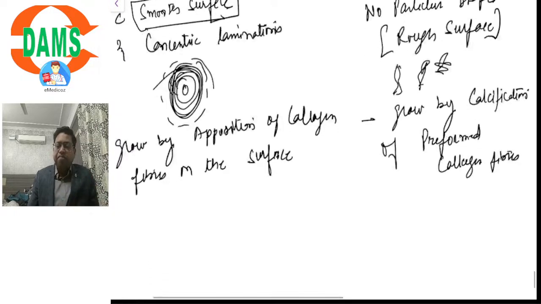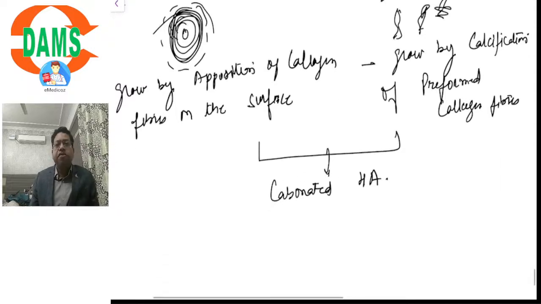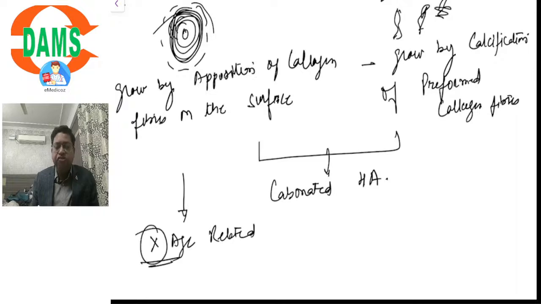These pulpal stones, both the types, basically consist of carbonated hydroxyapatite. HA stands for hydroxyapatite. If we talk about these two pulpal stones, then the incidence of these concentric laminated pulpal stones is not related to age. They can occur at any age, whether the person is young or old. It has no particular age incidence.